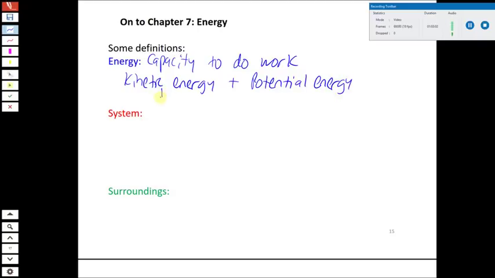Kinetic energy is energy due to motion. So anything that's in motion has kinetic energy. You might know the formula is 1/2 mv squared, although we're not going to really use that in this course, but if you've taken physics, you've seen that. Kinetic energy is energy due to motion, and potential energy is energy due to its position or composition.